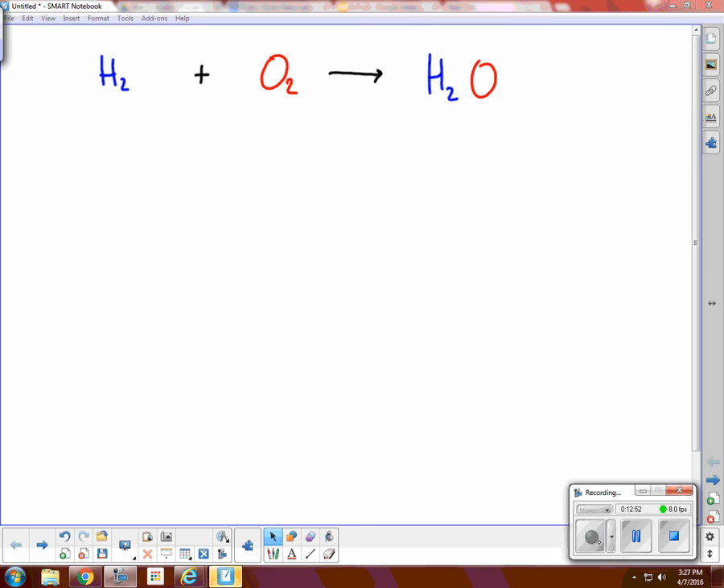Here's the reaction for when we have hydrogen gas plus oxygen gas to make water. Looking at this reaction, hopefully you see right away that it's imbalanced. So we need to balance this equation. How? That can be achieved by putting a 2 here and a 2 here. So in other words, 2 hydrogen molecules plus 1 oxygen molecule will give us 2 water molecules.